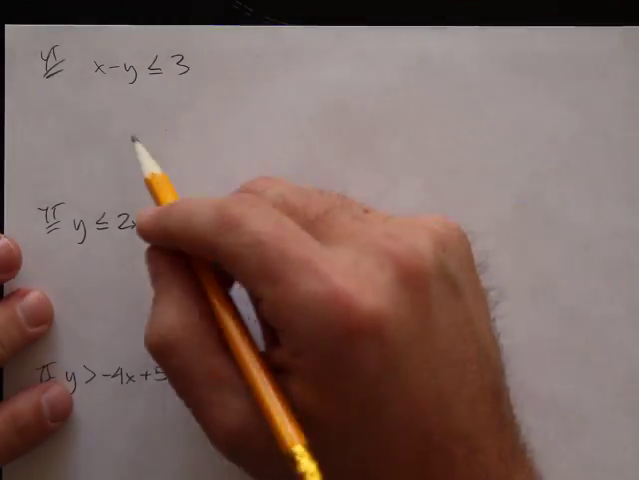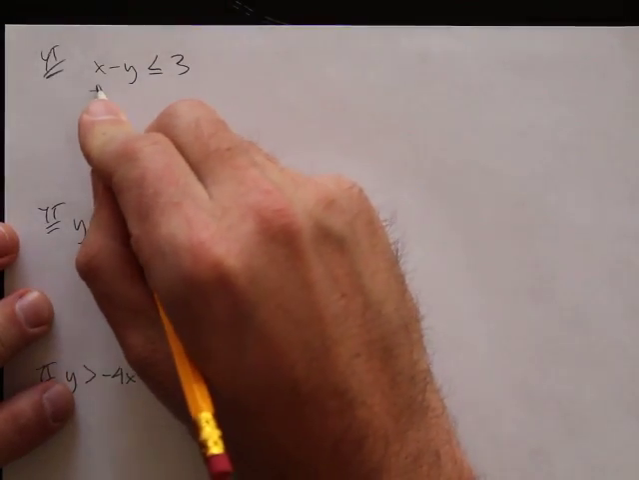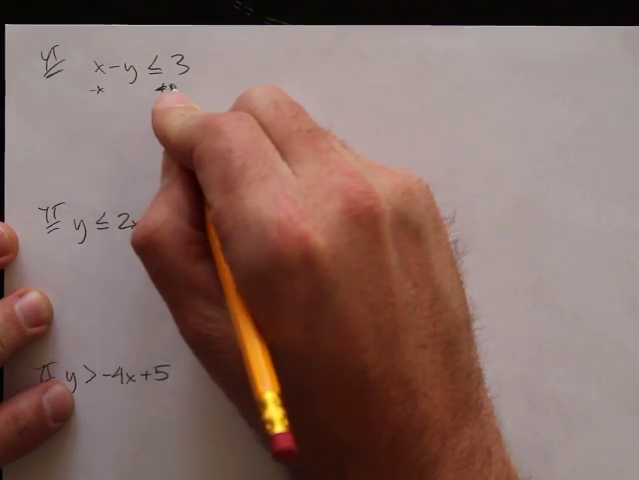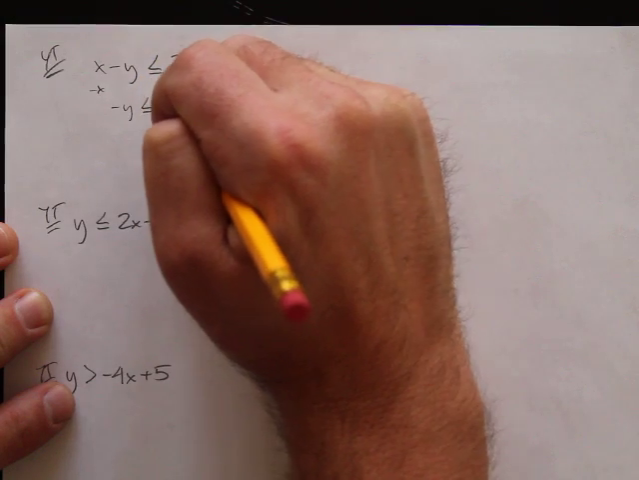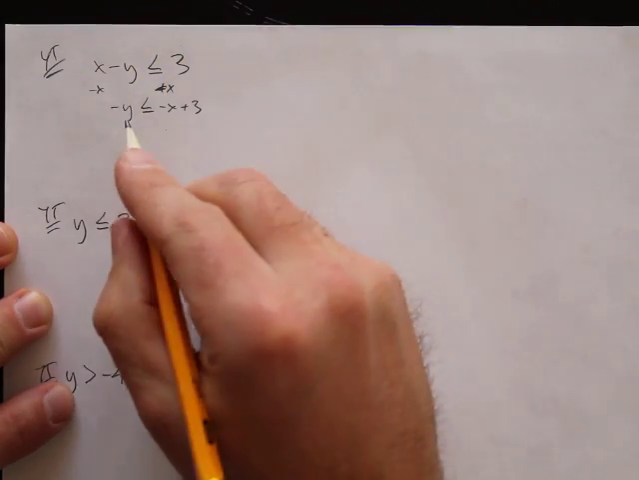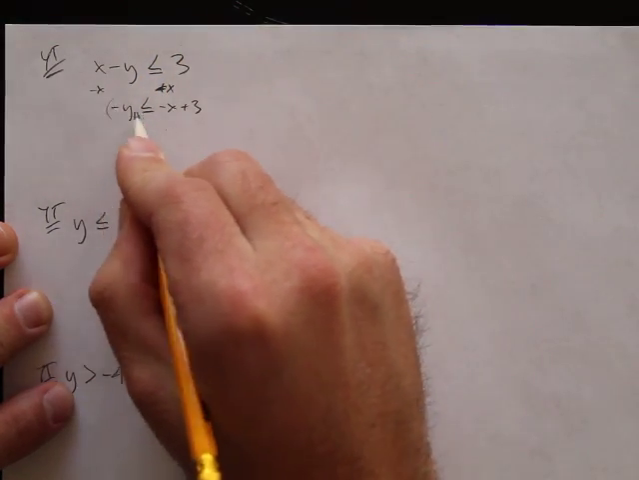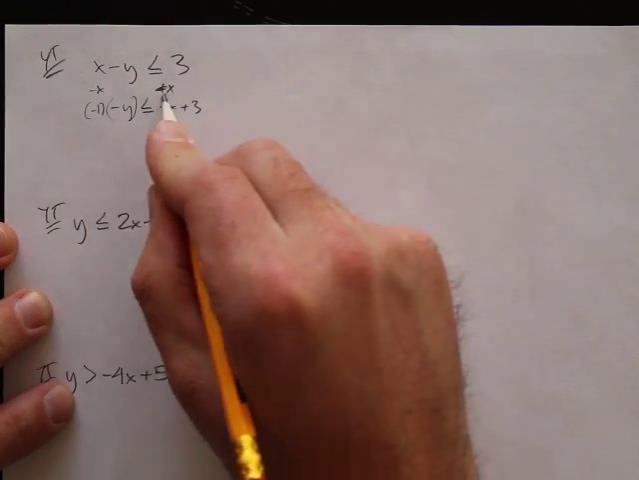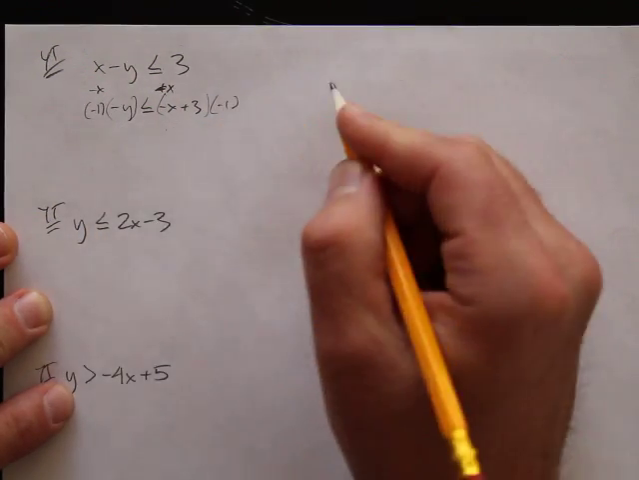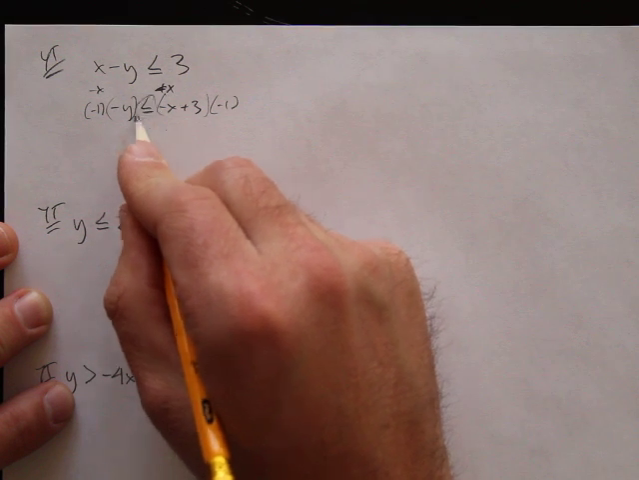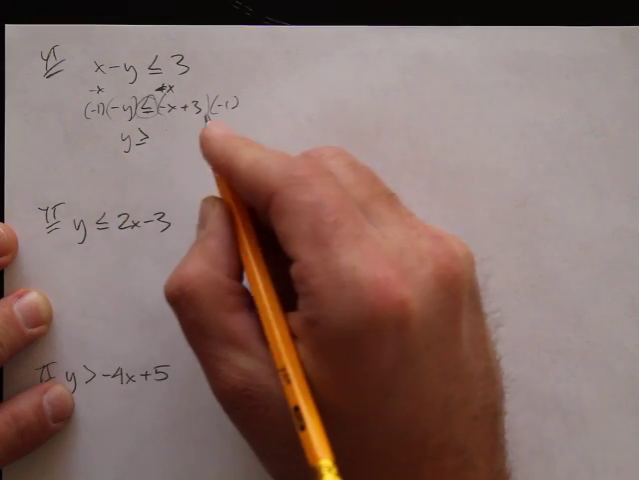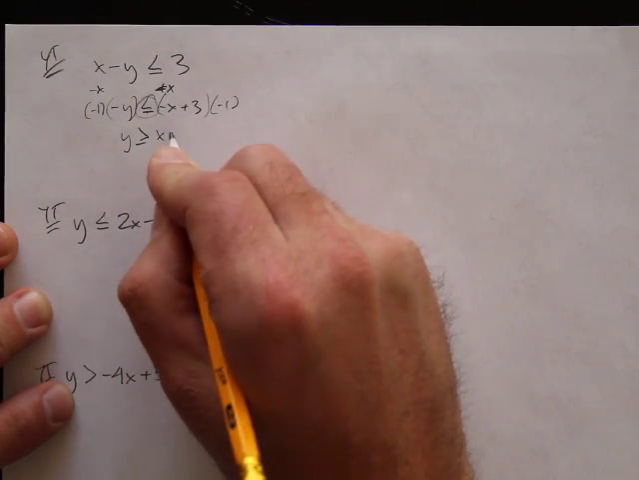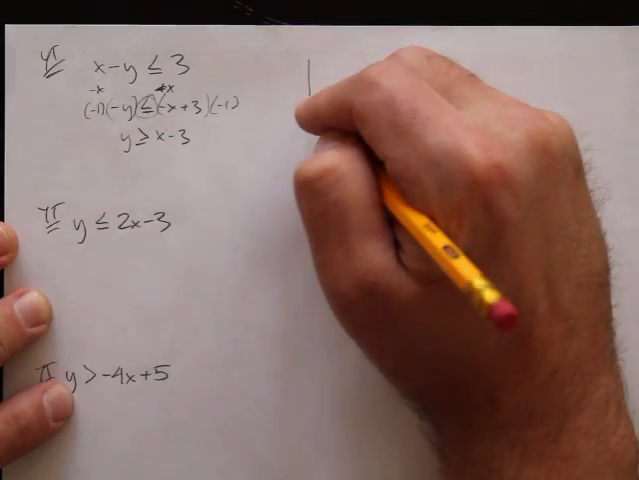Okay, let's see how you guys did with these. All right, I'm going to subtract x from both sides. Negative y is less than or equal to negative x plus 3. And then I need to get this to be positive y, so I need to multiply by negative 1. This all gets multiplied by negative 1. And I need to switch my sign because I multiplied by a negative 1. Y is greater than or equal to positive x minus 3. All right, let's graph this thing.